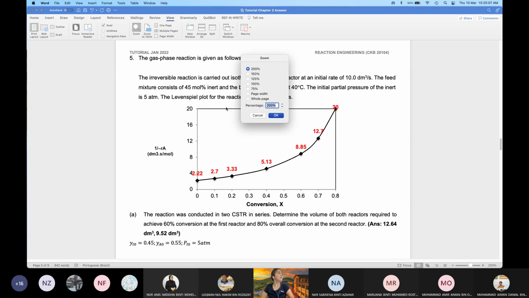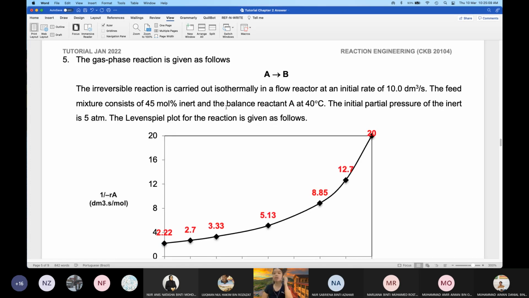10 dm cubed per second. Okay, so at this part, there are certain words that maybe you are not sure about yet, but I will explain first. First thing first, it is a gas phase reaction. Second, it says irreversible reaction. So until chapter 4, we will still discuss irreversible reactions, meaning a reaction that occurs in the forward direction. But later in chapter 4, you will also learn reversible reactions. So reversible means it goes forward, it can also go backward.